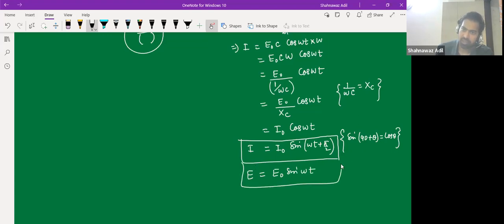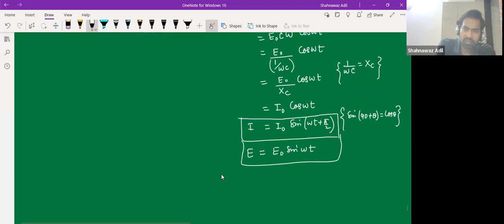Can you guys tell me that current is lagging or leading by pi by 2? Aisha and Maria. Yes, sir, leading, right? So Mariam is saying that current is leading. Aisha, what is your answer? Leading, right? Correct.